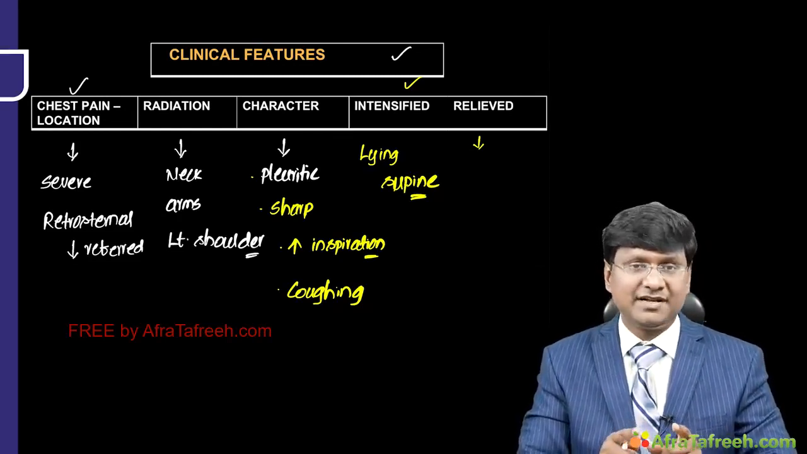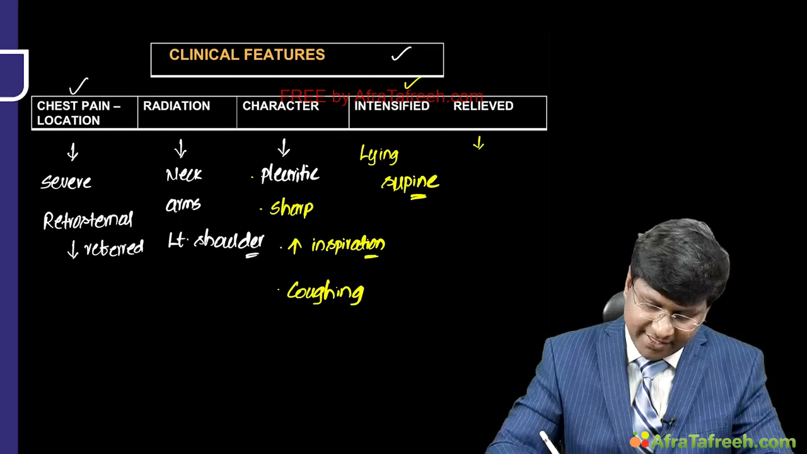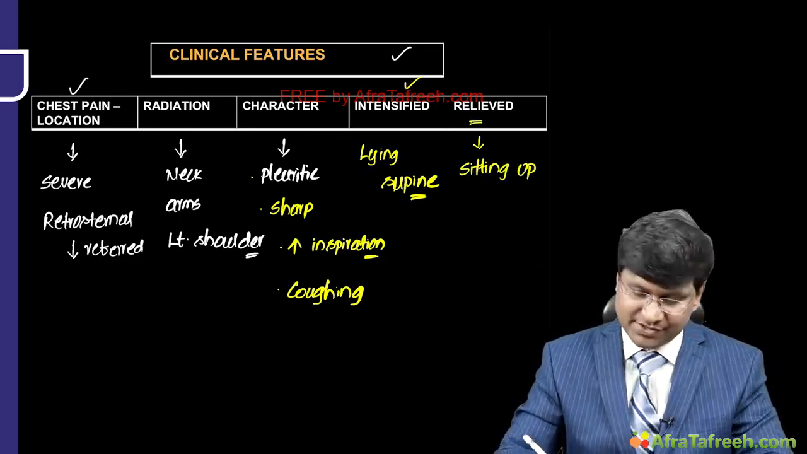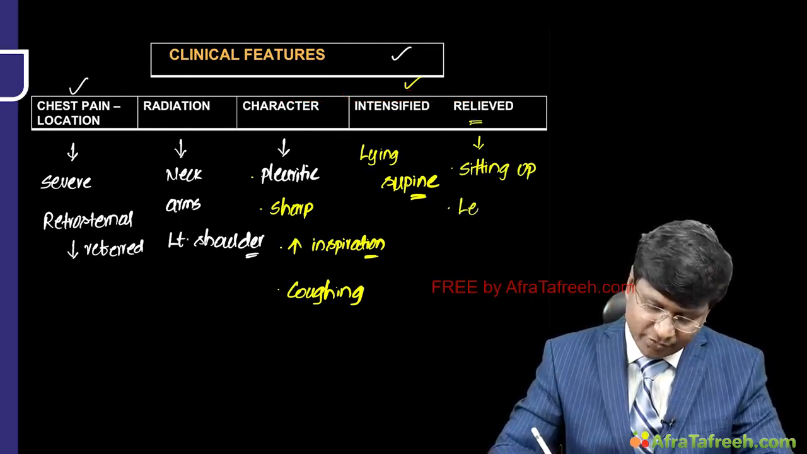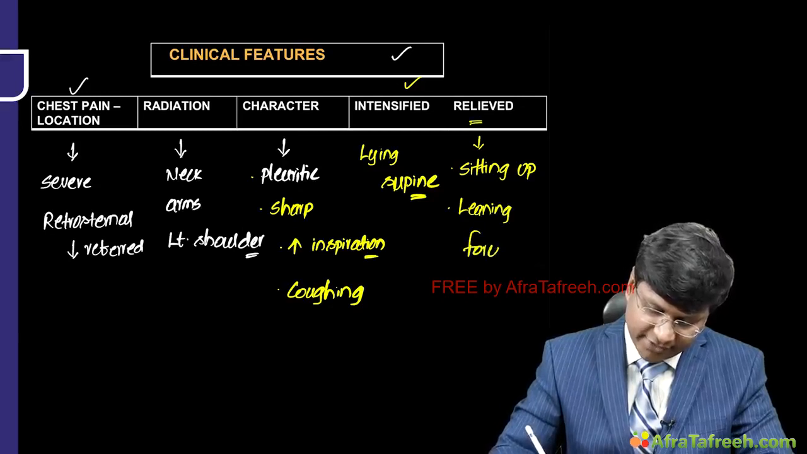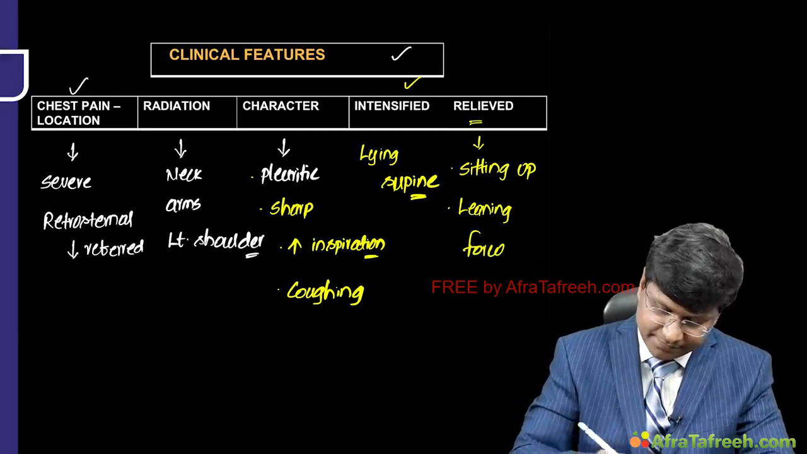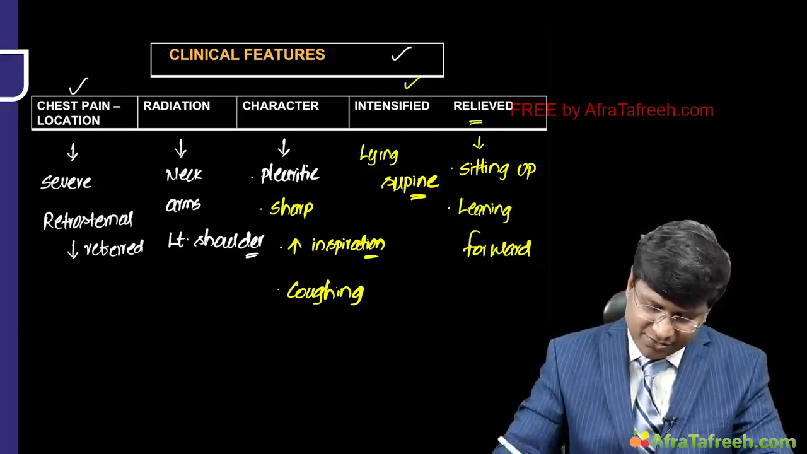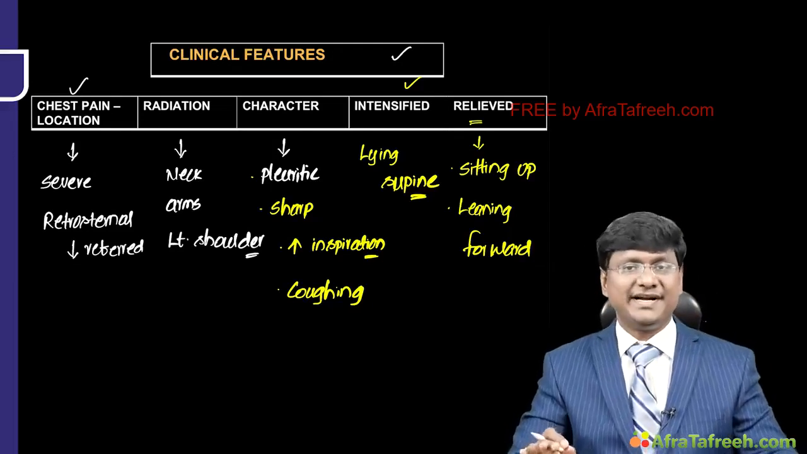And this particular pain is relieved by sitting up, because when sitting up, the venous return reduces, and by leaning forward the pain will also be reduced. So this will be the character of the pericarditis pain.